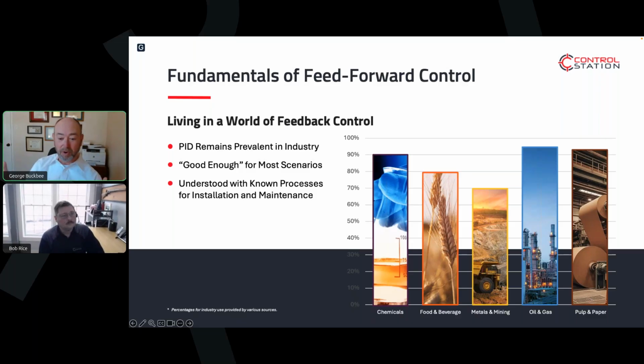And even with feed forward control, feedback control will continue to play a role, as you'll see when we show you the architectures and how this might play out and be designed and implemented in your plant. So we're going to continue to build on this basis of feedback control and regular old PID as we have used for years and years and years.